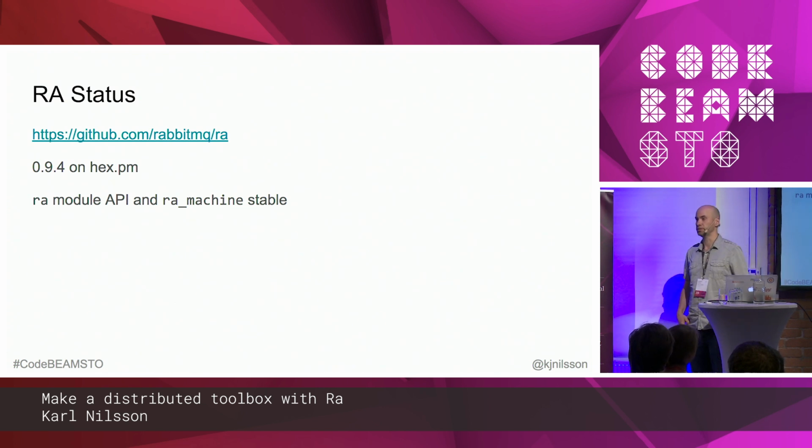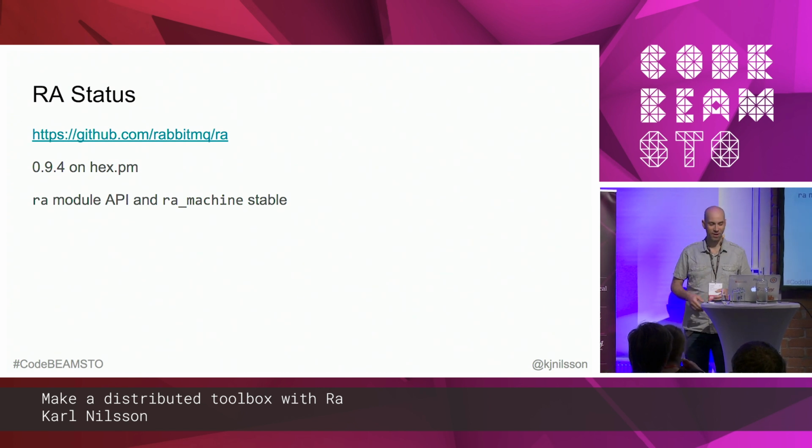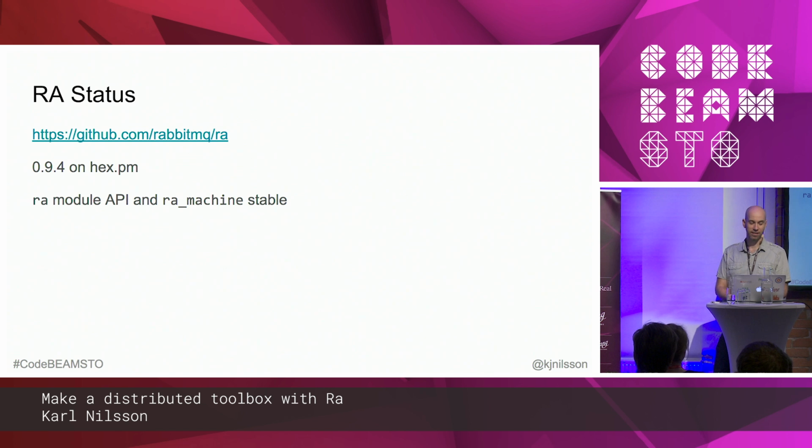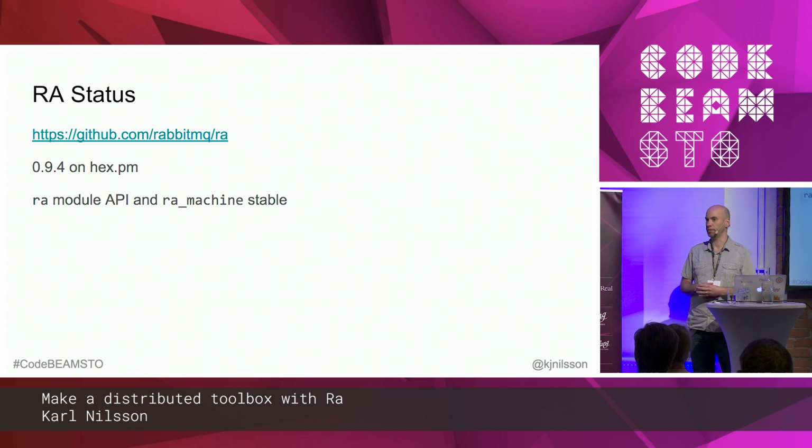We've been working on RA for a long time, actually. It's 0.94 on Hex PM. We pushed that this week. Doesn't really tell you anything, but it's just numbers. But in terms of its API, the API that you'll be using if you want to try it out, and the behavior you need to implement, they're pretty stable and won't change unless there's a very, very good reason for them to do so.